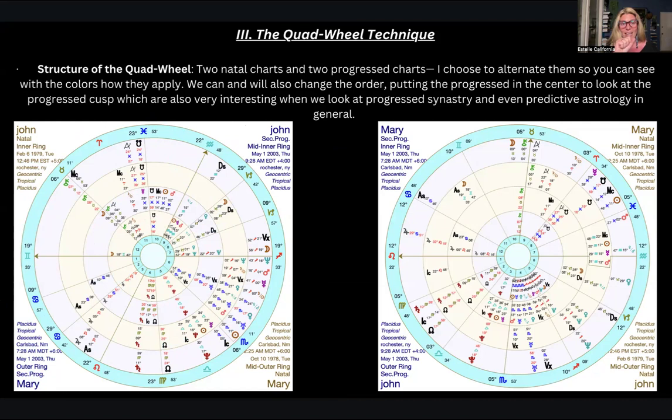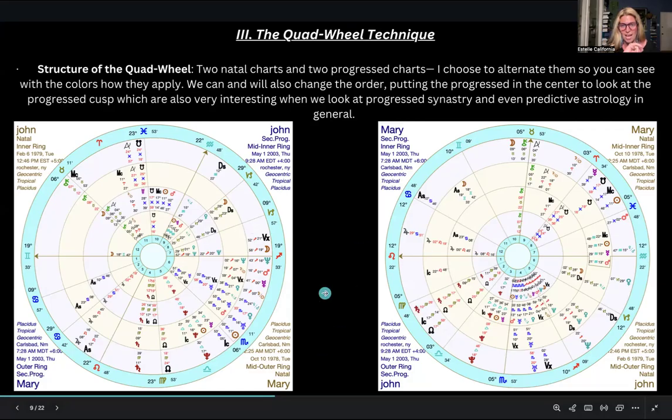We can, and we will, also change the order, put them in any order we can, putting the progressed in the center to look at the progressed cusps, which are also very interesting when we look at progressed synastry and even predictive astrology in general. So we're going to do all the combinations to see what goes with who.